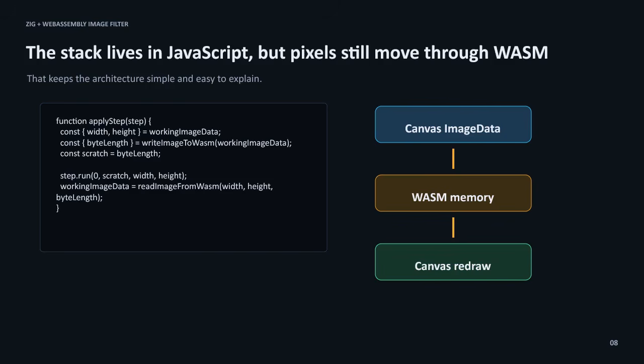Architecturally, the filter history lives in JavaScript, but the actual pixel work still moves through WebAssembly memory. That keeps the browser code responsible for state, while Zig stays focused on predictable image processing.